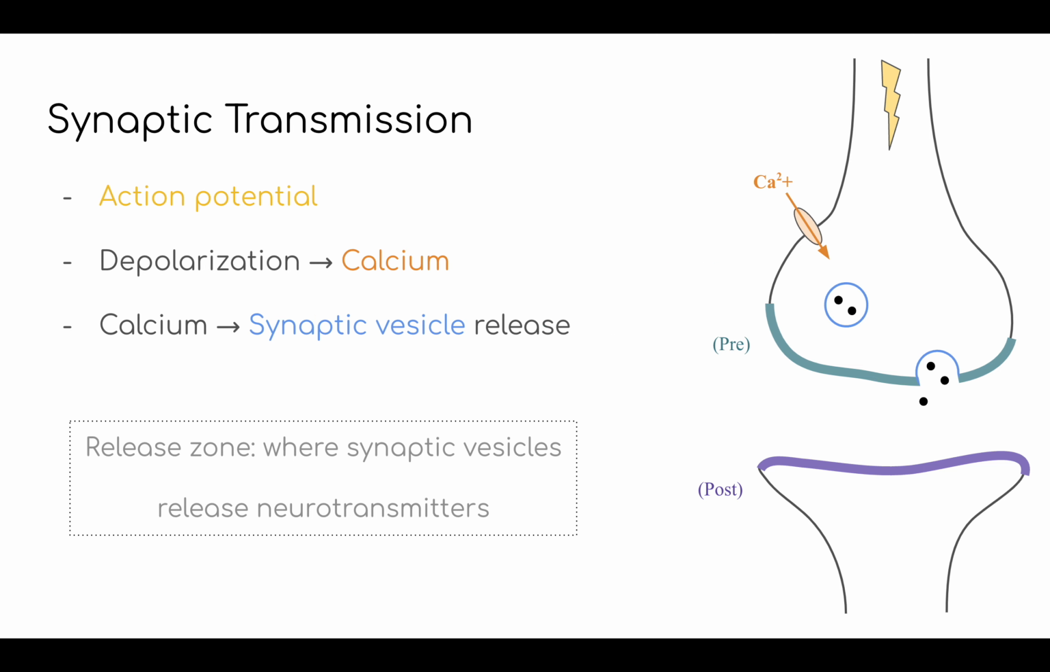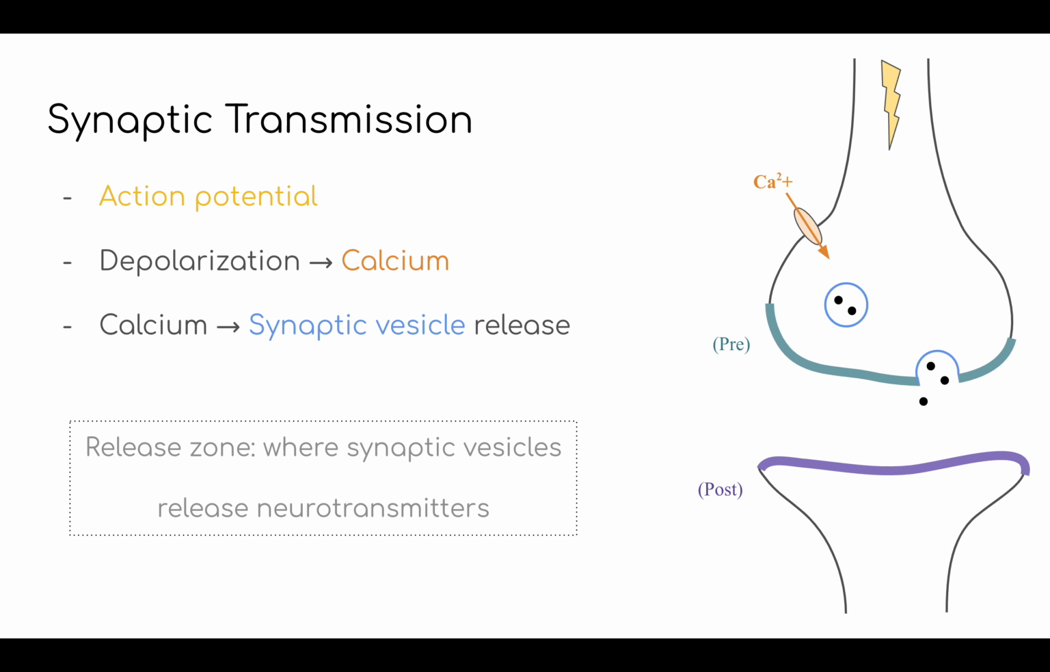So, how does it happen? Well, there are a couple steps to synaptic transmission. It all kicks off when an action potential travels down an axon and into the presynaptic terminal. That's near the presynaptic membrane that we talked about earlier.